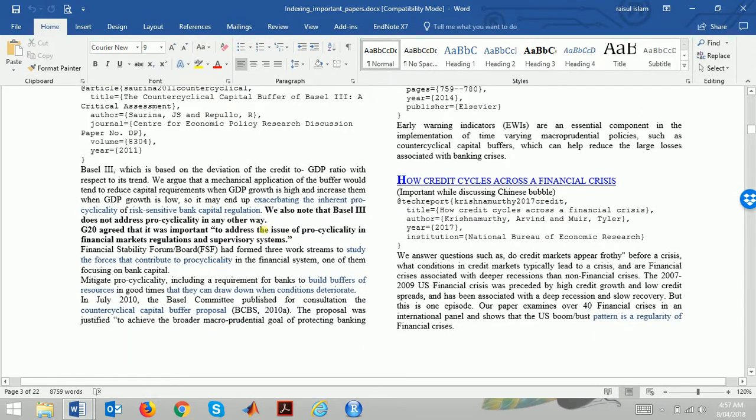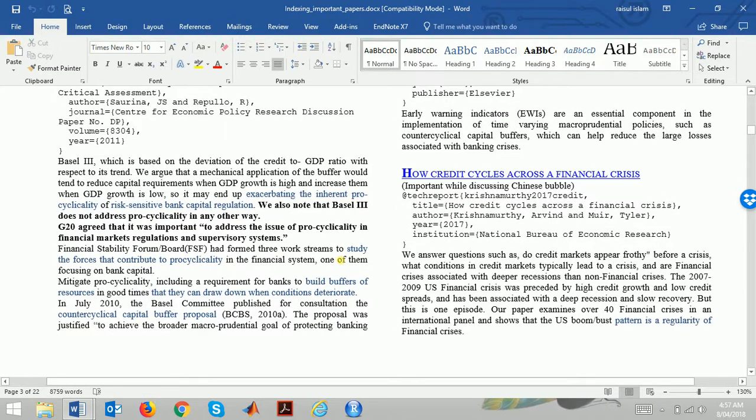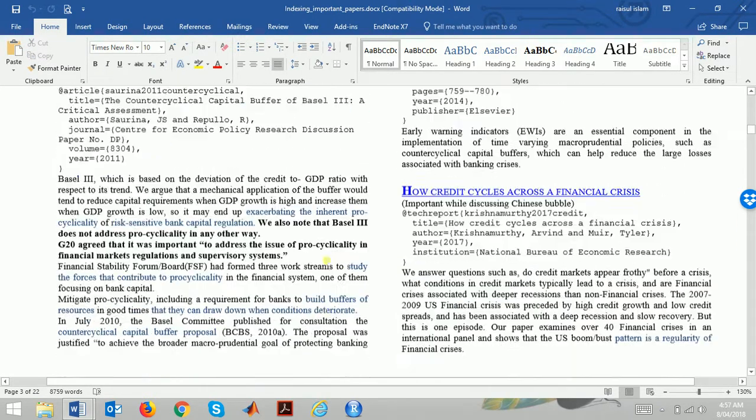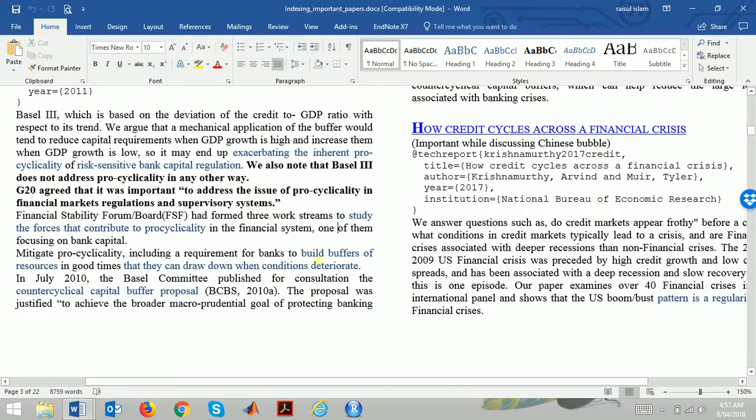So it may end up exacerbating the inherent pro-cyclicality of risk-sensitive bank capital regulation. We also note that Basel II does not address pro-cyclicality in any other way. The G20 agreed that it was important to address the issue of pro-cyclicality in financial markets, regulations, and supervisory systems. The FSF had formed three work streams to study the forces that contribute to pro-cyclicality.